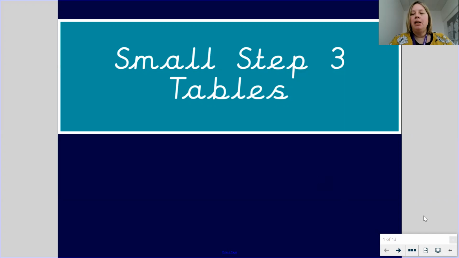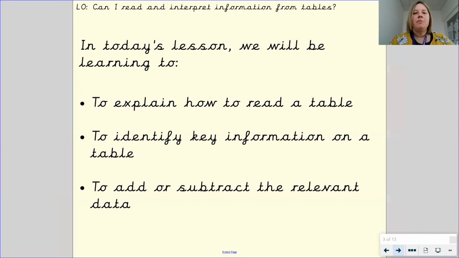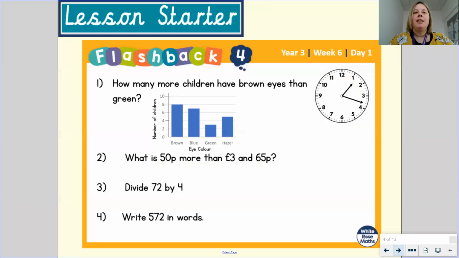Today we are going to be looking at tables. Our learning objective is, can I read and interpret information from tables? In today's lesson we will be learning to explain how to read a table. We will then identify key information on a table, and we will add or subtract with the relevant data. Let's get going with our lesson starters.